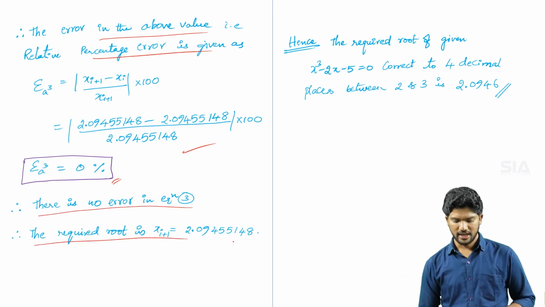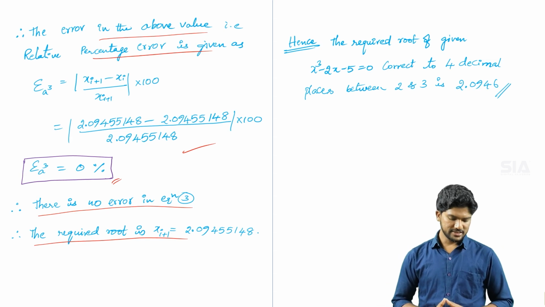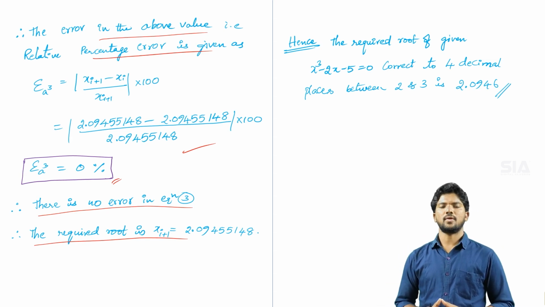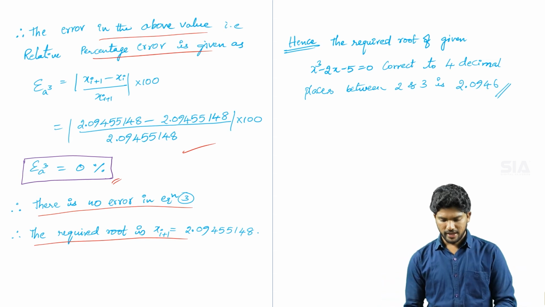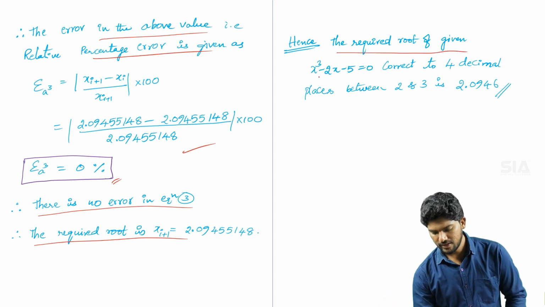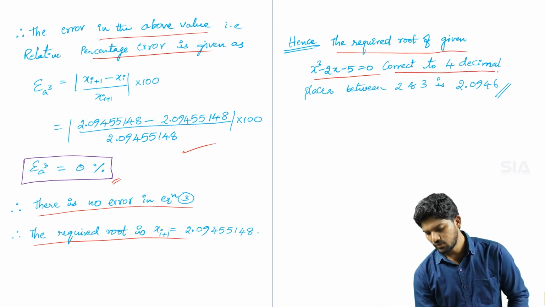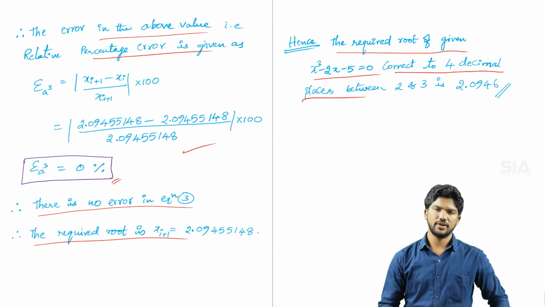So, therefore, the required root is x suffix i plus 1 is equal to 2.094555148. Okay. Hence, the required root of the given equation, correct to 4 decimal places, lies between 2 and 3.